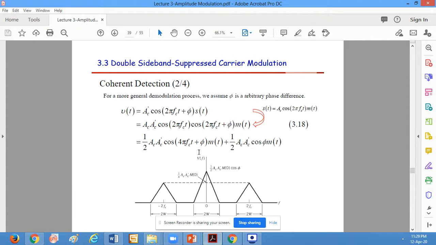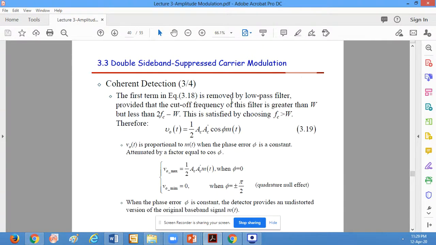If we draw the frequency spectrum for that, this term will be available at f equals 0, and this term is available at minus 2fc and 2fc, as represented in this graph. So we require only this part. For that, we can use a low pass filter. Next, we'll see how we can get this.